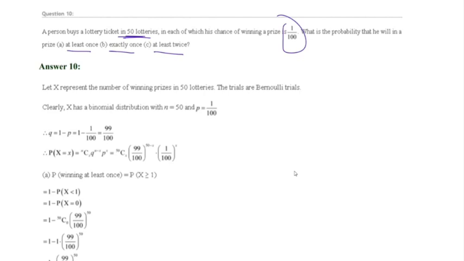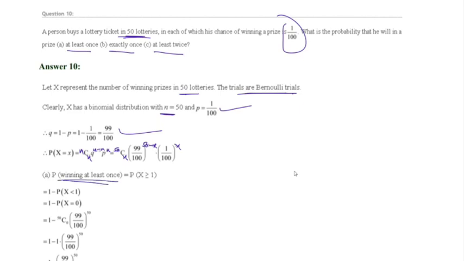X represents the number of winning prizes in 50 lotteries. The trials are nothing but our Bernoulli trials. So clearly X is a binomial distribution with N equals 50 and the success, they are giving winning prizes, 1 upon 100. So Q value is 99 by 100, that is 1 minus P. So P of X equals NCX, Q to the power of N minus X, P to the power of X, that is 50Cx, 99 by 100 to the power 50 minus X, 1 upon 100 to the power of X.